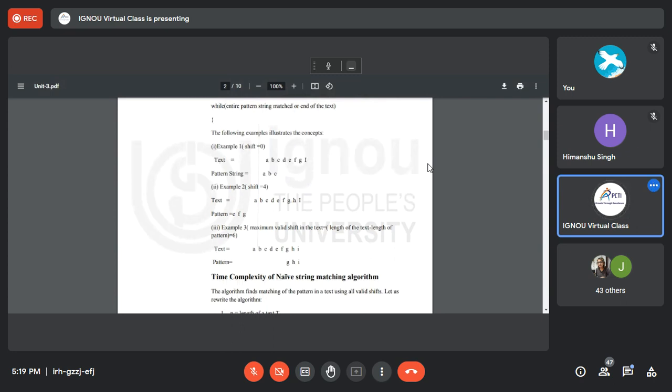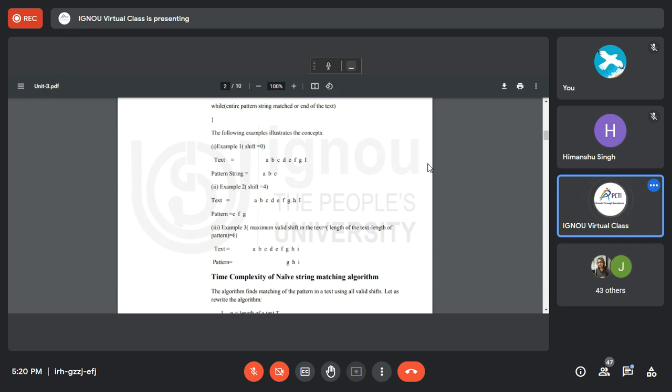Here is the text: A, B, C, E, D, E, F, G, I. Here is the pattern string: A, B, C. So maximum we have to shift is 3. Similarly, in example 2, shift 4. We have A, B, C, D. Here is shift 0, because we found our pattern on the first case.